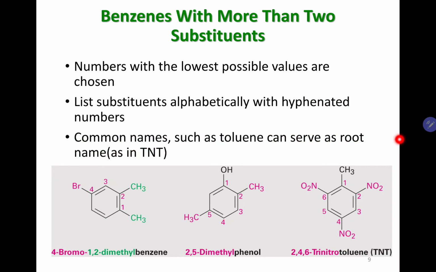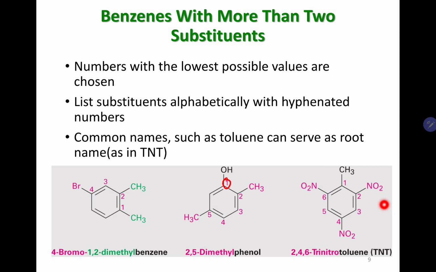Next up we are going to talk about benzenes with more than two substituents. When you have benzenes with more than two substituents, we identify the primary substituent. Once we know the primary substituent, we start numbering the benzene ring by giving number 1 to the carbon that contains the primary substituent.